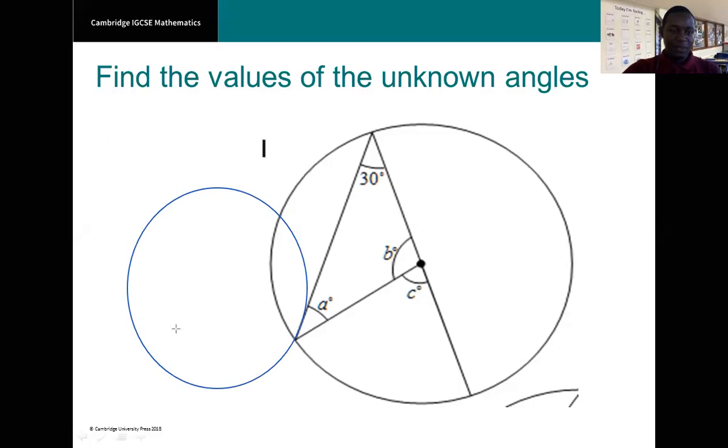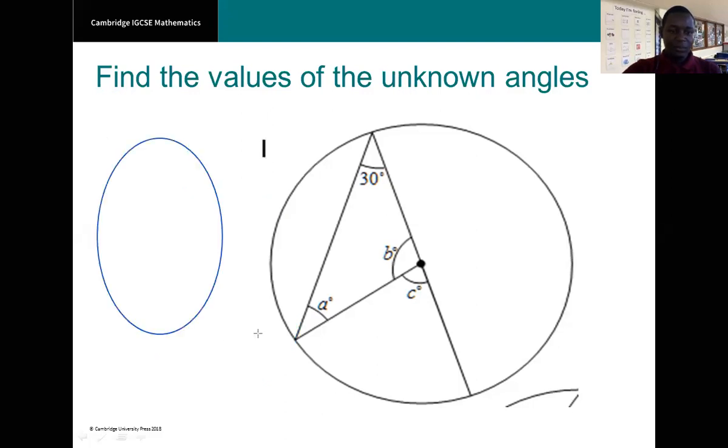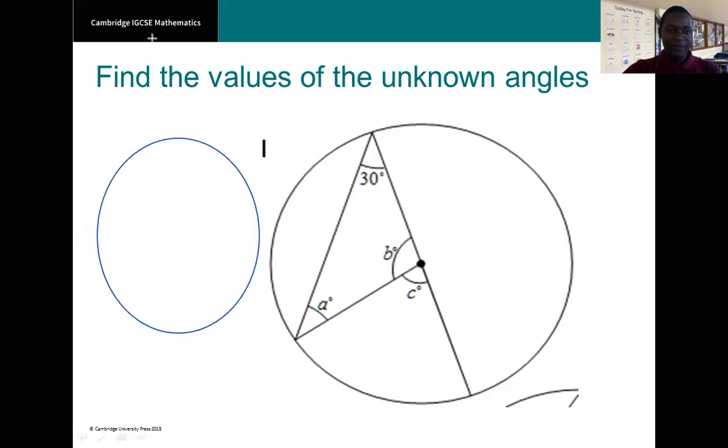You have a circle. Then you have this line to the center of the circle. Then you have another one here to the center of the circle. We'll consider these two as permanent lines that are hanging at the center of the circle.